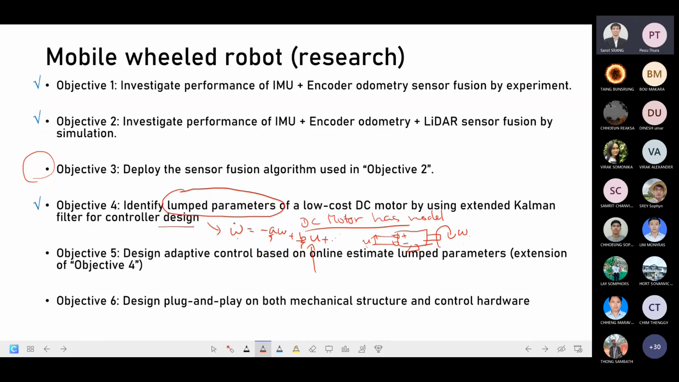Or maybe add more terms, C sign of omega. So we have three lumped parameters, A, B, and C. We have an algorithm, which is the extended Kalman filter, to identify these parameters A, B, and C. And then we design a controller based on these identified parameters to control the velocity or position of a motor. If we can control velocity and position, we can build a mobile robot or a robot arm just by controlling the motors. Then we can achieve the desired task for the robot.